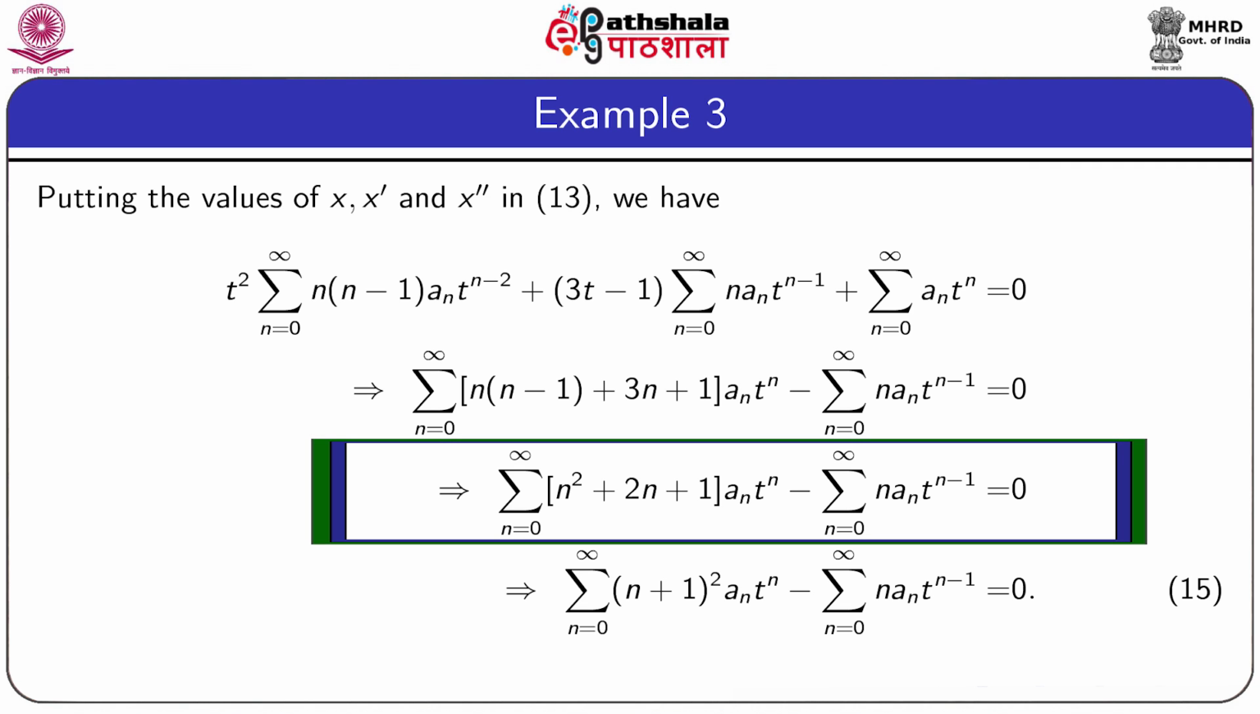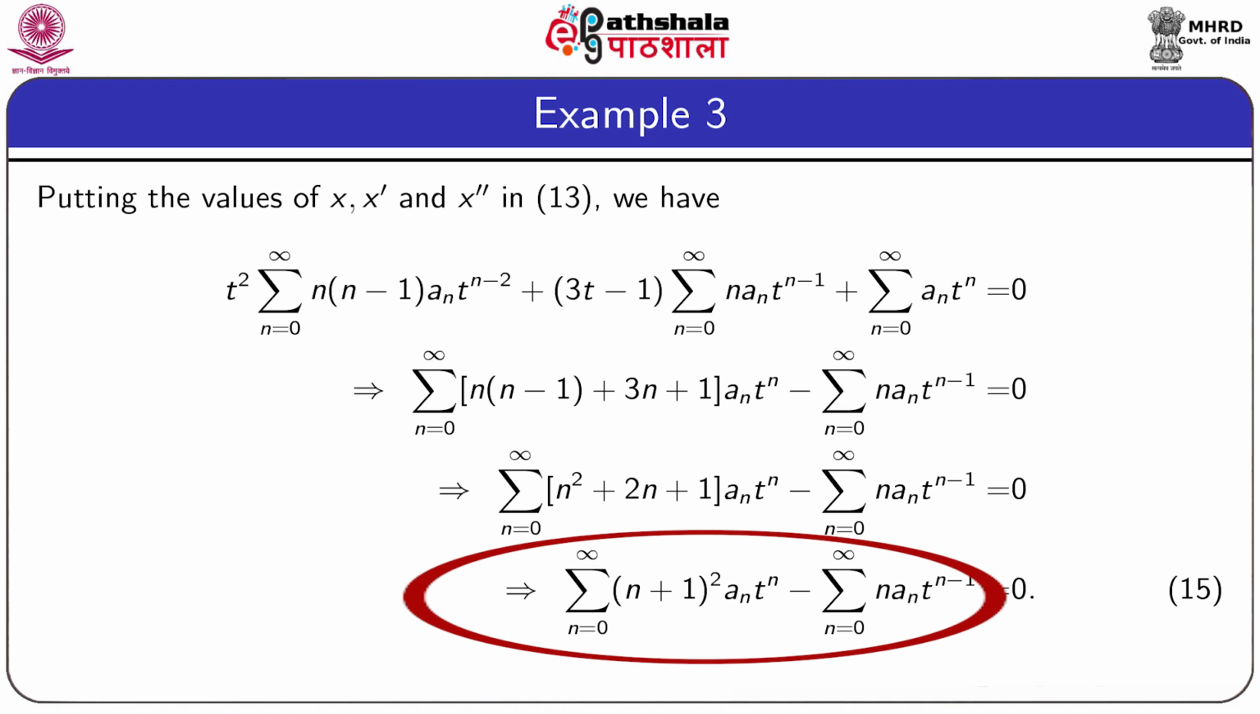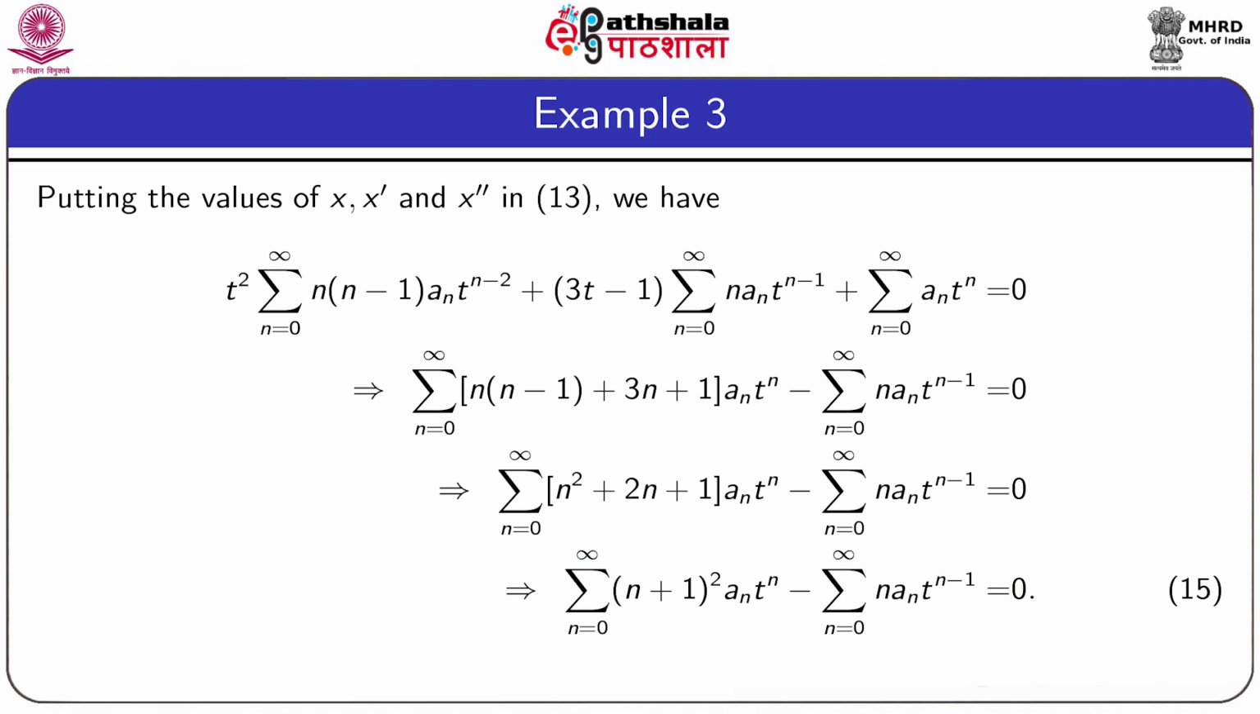If we simplify this, we will arrive at the expression Σ (n = 0 to ∞) (n² + 2n + 1) aₙ tⁿ − Σ (n = 0 to ∞) n aₙ tⁿ⁻¹ = 0. And as you can see, this particular expression is (n + 1)², and hence we get equation 15, that is Σ (n = 0 to ∞) (n + 1)² aₙ tⁿ − Σ (n = 0 to ∞) n aₙ tⁿ⁻¹ = 0.